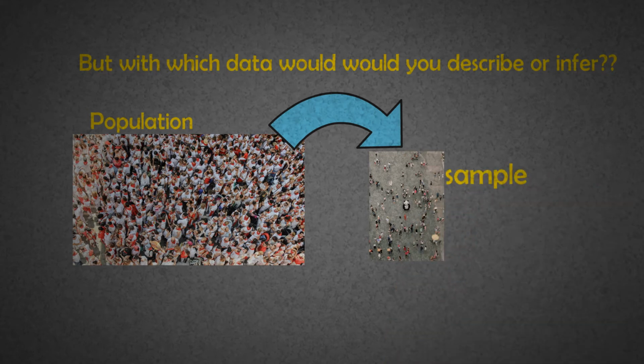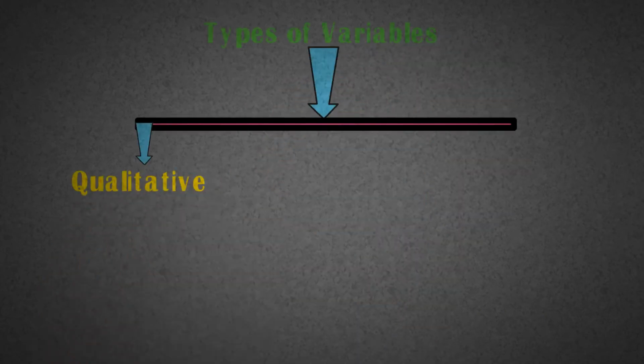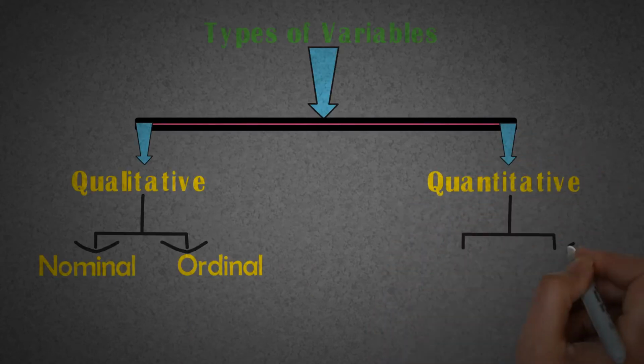We start measuring our data using variables. Types of variables. Variables are mainly classified into two types. Number 1, qualitative variables. These variables are non-numeric data types. This qualitative variable is further divided into categories, namely nominal and ordinal. Number 2 is quantitative variable. These are numeric data types and are further classified into discrete and continuous variables.